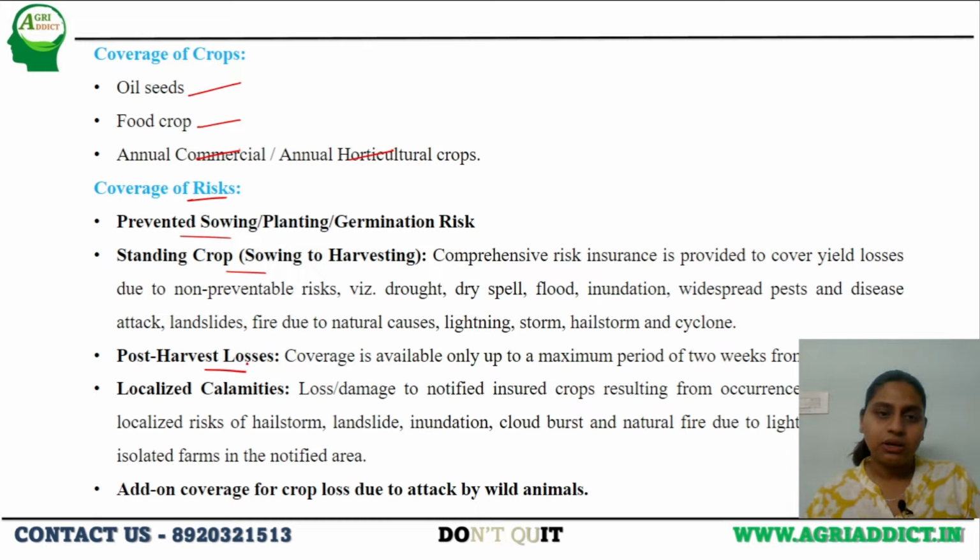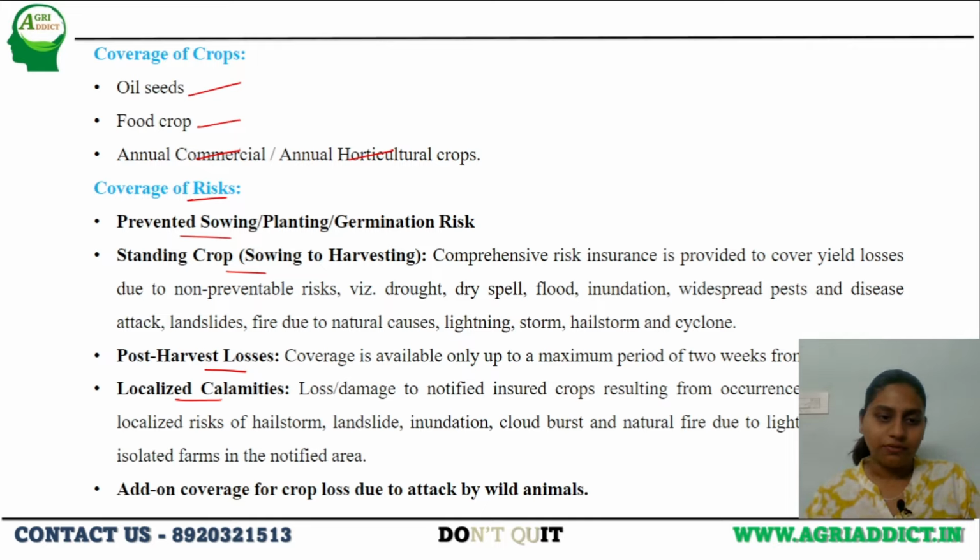And post-harvest losses, that is, about 2 weeks from harvest, if there is any loss after the harvest, that is, if there is any rain or if there are no proper storage facilities, then those losses will also be covered under this scheme. And localized calamities, if certain areas are affected by natural calamities like landslides and floods, that will also be covered.